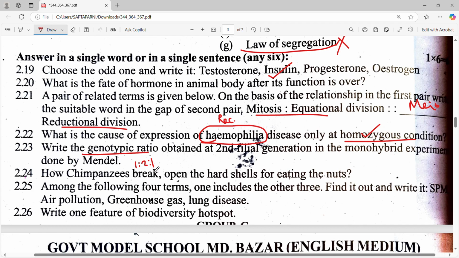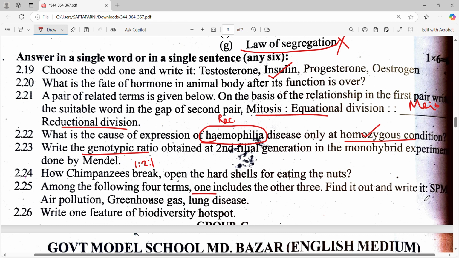Okay. Next, how chimpanzees break and open the hard shell for eating the nuts. See, using the stones, okay, like hitting the stone on an anvil stone, they break the hard shell of the nuts, and this is the behavioral adaptation of chimpanzees. Okay. Now, among the following four items, one includes the other three. Which one is that one word? Okay.